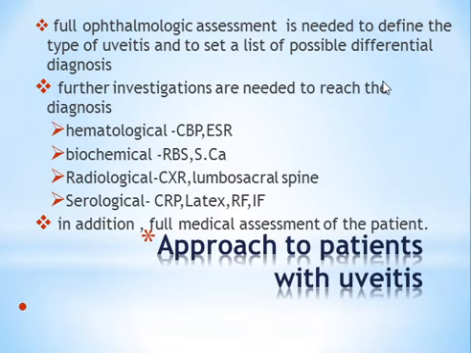Hematological evaluation: we say sometimes uveitis occurs secondary to tuberculosis, and we may find a systemic manifestation of that. Chest X-ray for sarcoidosis or for TB, lumbosacral spine X-ray to exclude spondyloarthritis, and serological tests: C-reactive protein, latex, rheumatoid factor, and additional medical assessment.